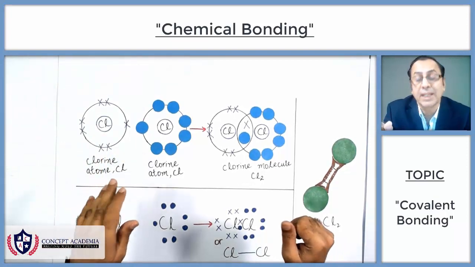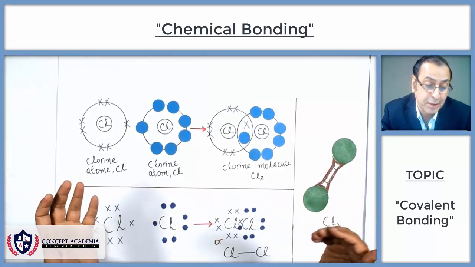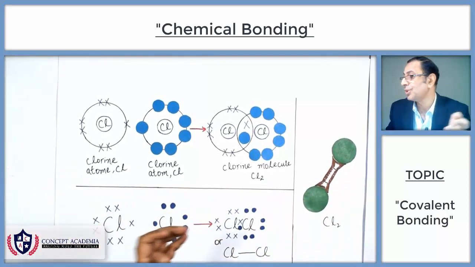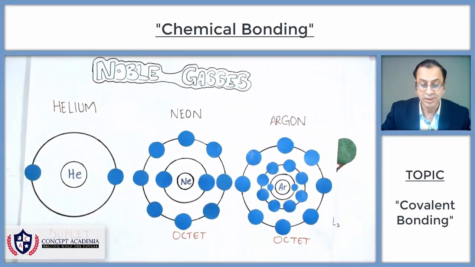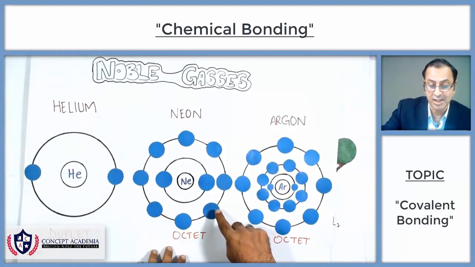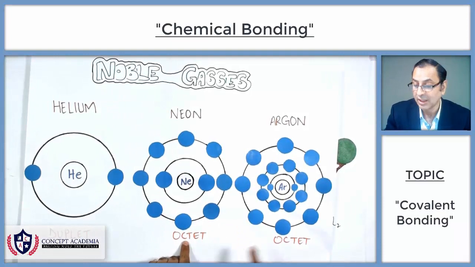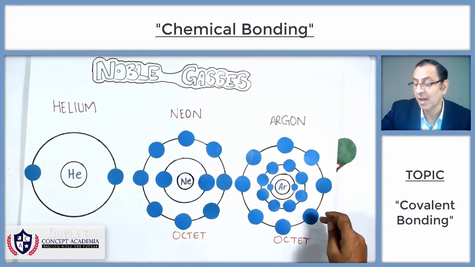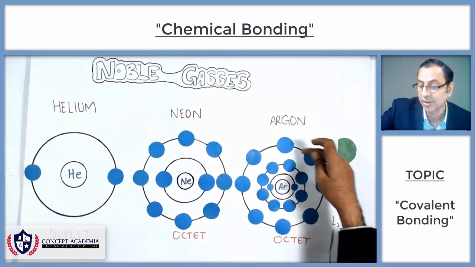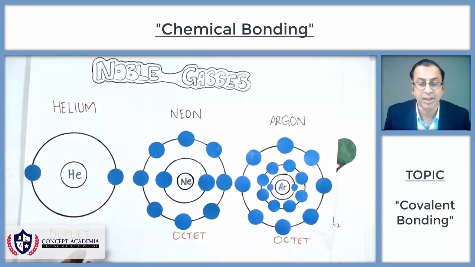Chlorine would like to get the last shell electronic configuration of noble gases to get stability. And I am just showing you the last shell electronic configuration of neon. Neon is having 8 electrons in its last shell, 1, 2, 3, 4, 5, 6, 7, 8, and it is having an octet. Similarly, argon is the next noble gas element. It is also having 8 electrons in its last shell, and it is having an octet.